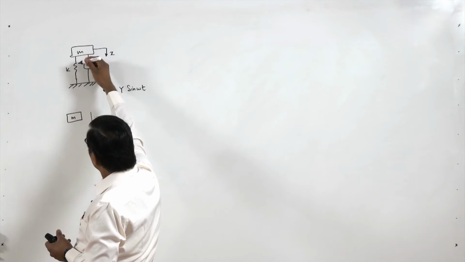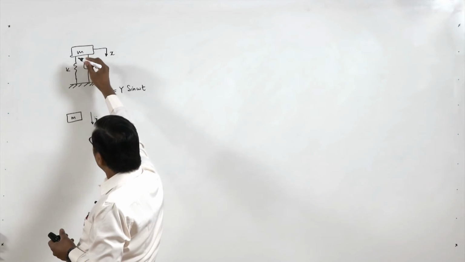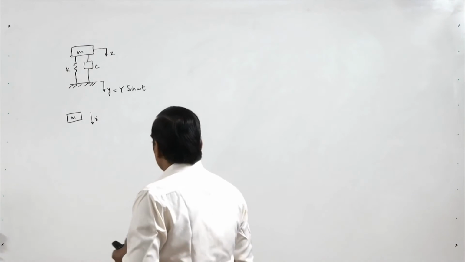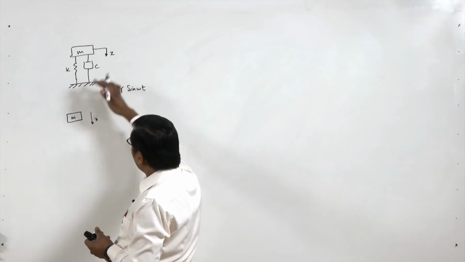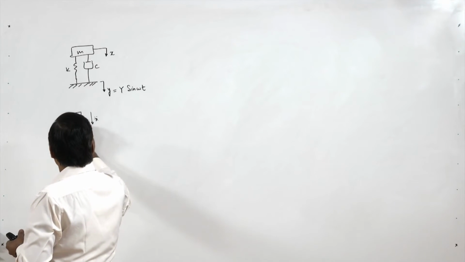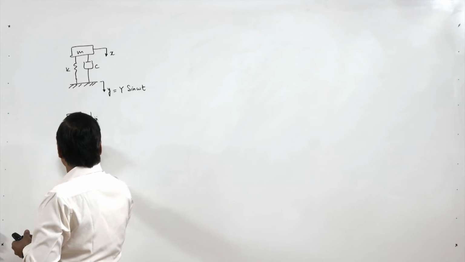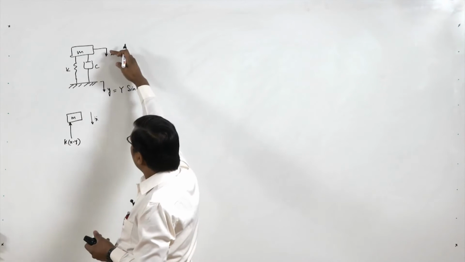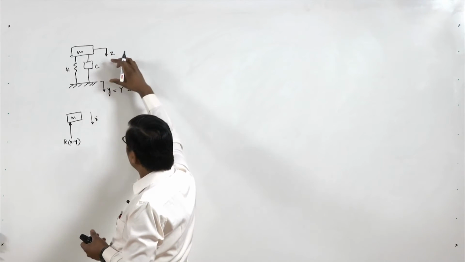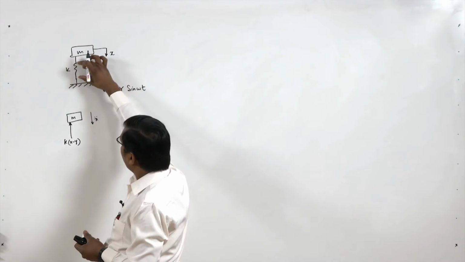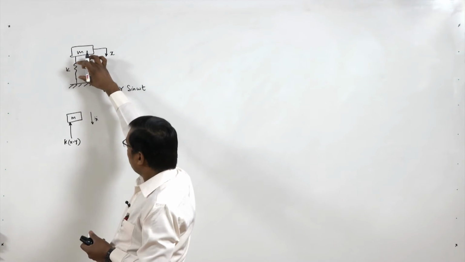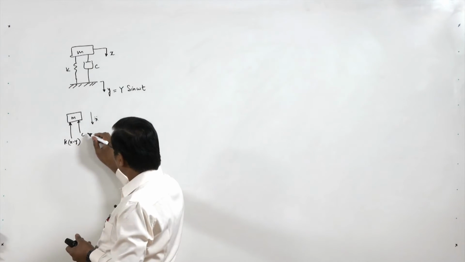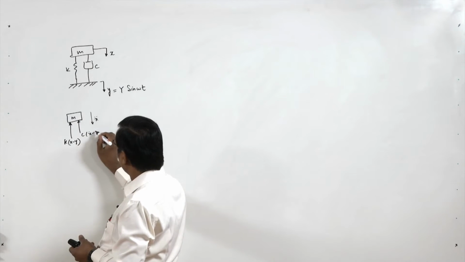This mass is compressing this spring, so the spring will apply a force, but the net compression of the spring will be the difference between x and y. So the force that it will apply will be k(x minus y), because this is moving x, this is moving y, so the net compression or stretch of the spring is x minus y. Similarly for the damper, the net velocity is x dot minus y dot.